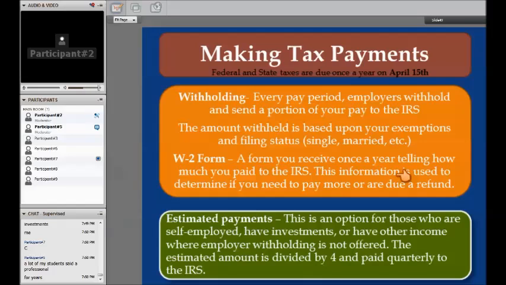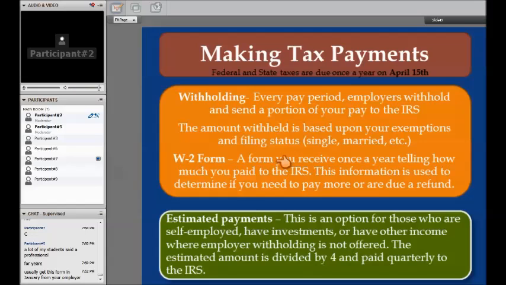Now, at the end, when you do go to file your taxes, if you owe money, what you want to do is you want to adjust how much money is being withheld. You want to make sure that the next year you have more money being withheld from your paycheck so that the next year you won't owe as much.